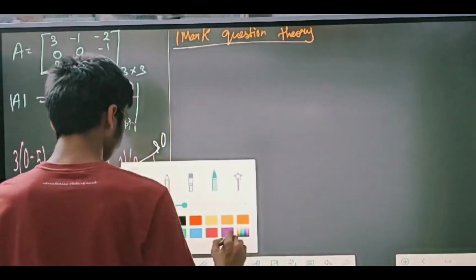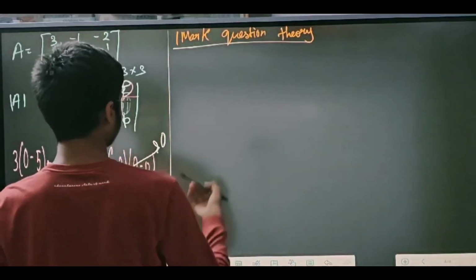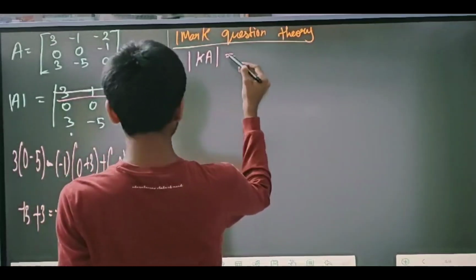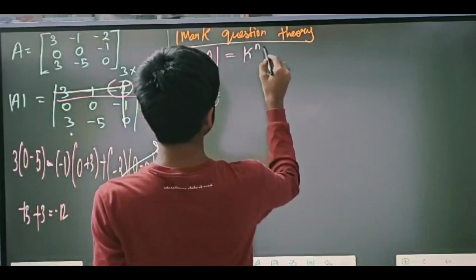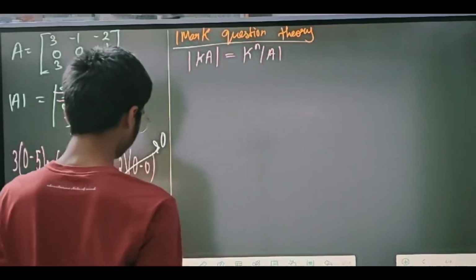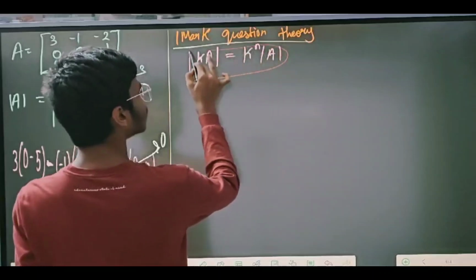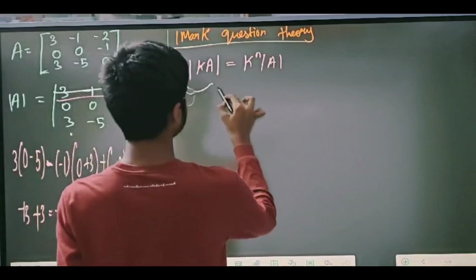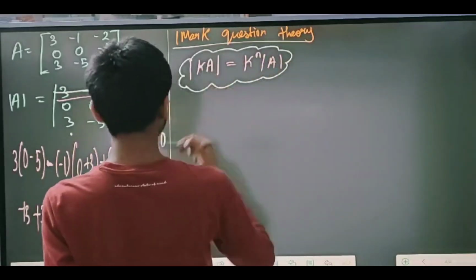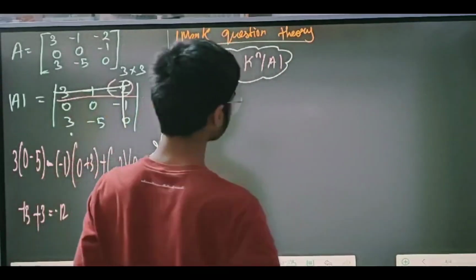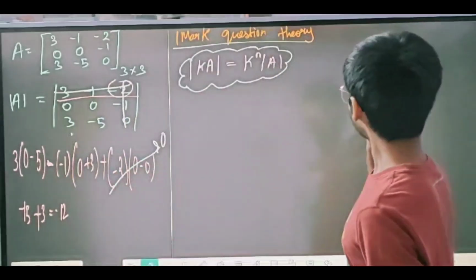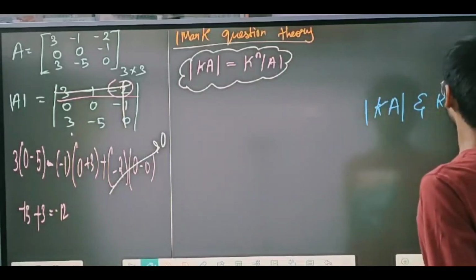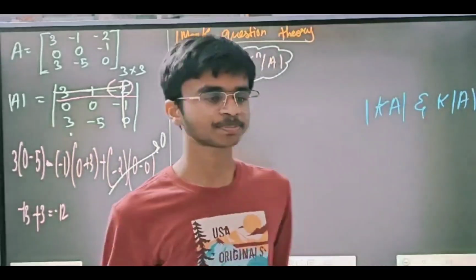It's going to be determinant of kA is equal to k to the power of n into determinant of A. Okay, this is what that is going to be. It's completely confusing, right? Wait. But it's kind of simple. I'm going to explain everything. First of all, we will see what's the actual difference between determinant of kA and k times determinant of A. First, we will look at it.